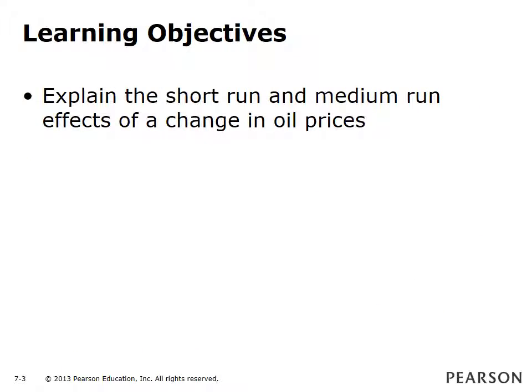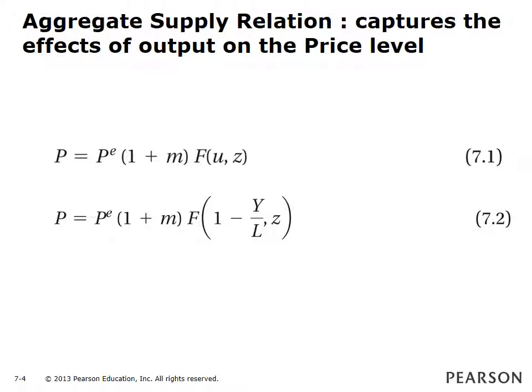Learning Objectives. Explain the short run and medium run effects of a change in oil prices. Equation 7.1 shows the AS relation. To derive it, we start from the WS and PS relations learned in Chapter 6.